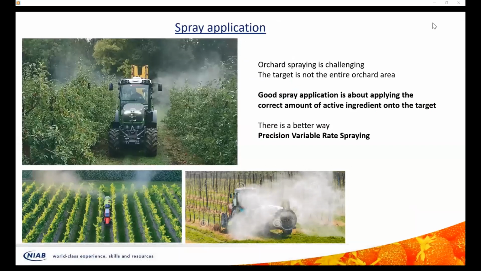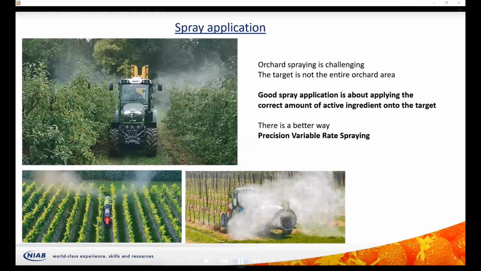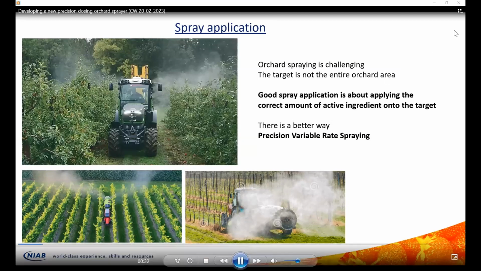Air-assisted orchard spraying is easy to get wrong, and I'm sure quite a few people have seen scenes like this with spray drifting across orchards. Good spray application is not about applying as much spray as you can into the orchard area. It's about maximising how much active ingredient you can get onto your target, the trees, and minimising how much spray hits everything else.